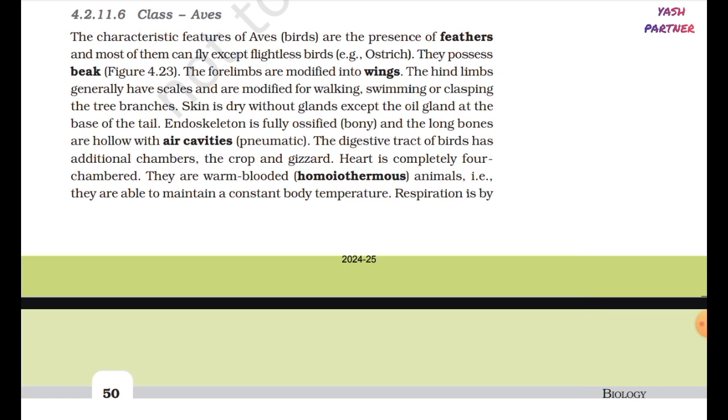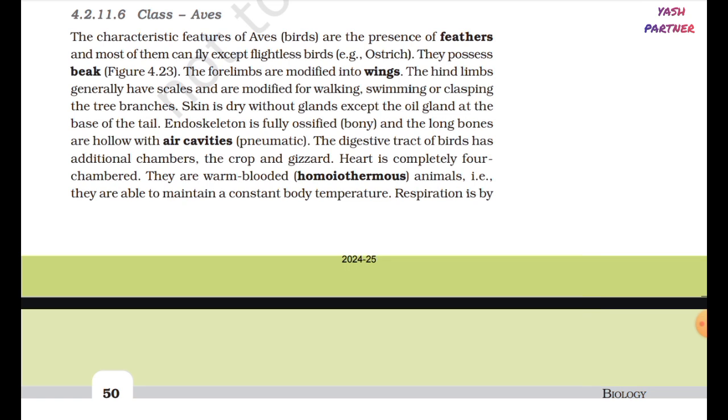4.2.11.6 Class Aves. The characteristic features of Aves (birds) are the presence of feathers, and most of them can fly except flightless birds, for example the ostrich. They possess a beak, figure 4.23. The forelimbs are modified into wings. The hind limbs generally have scales and are modified for walking, swimming and clasping tree branches.